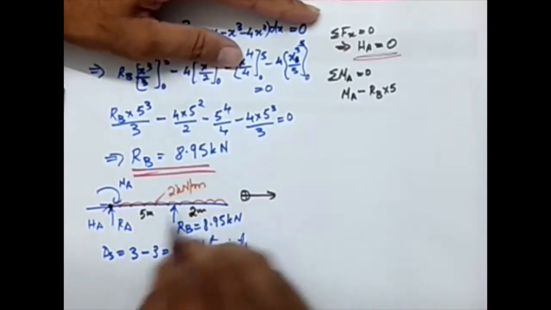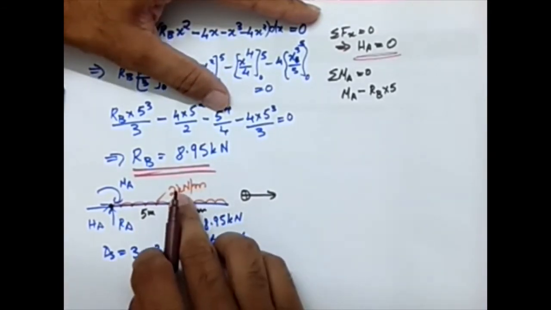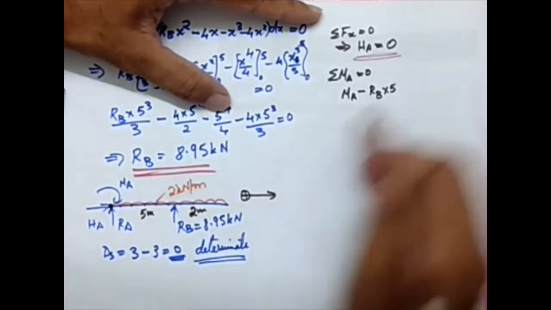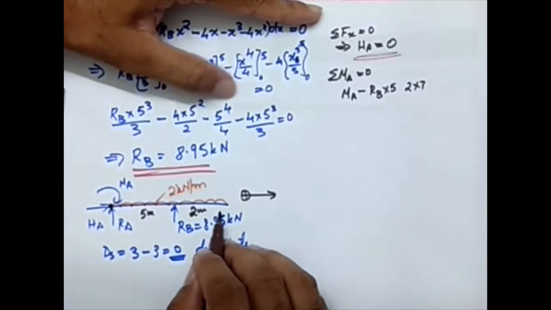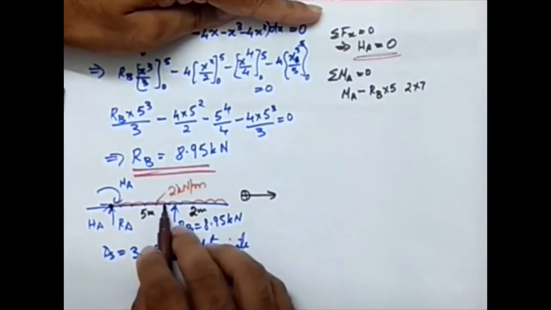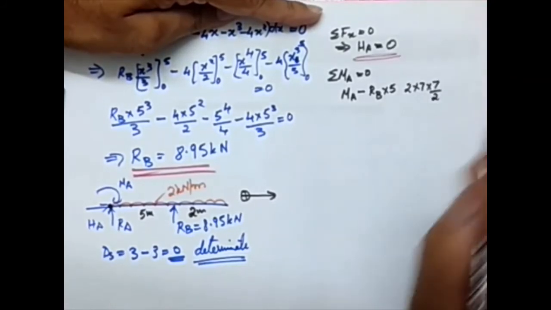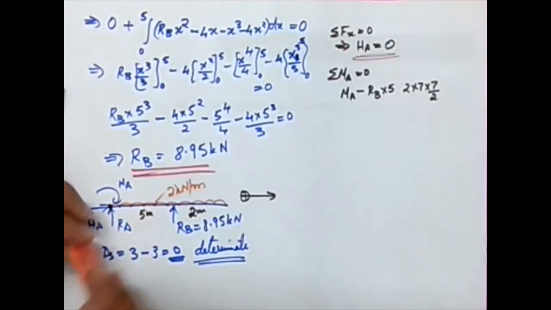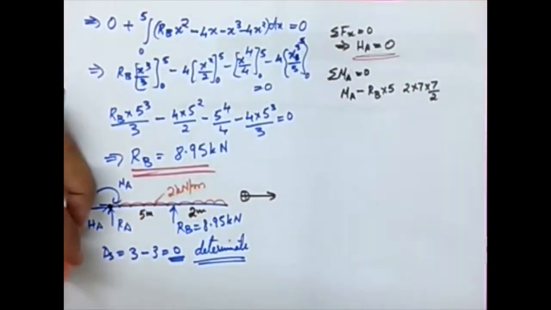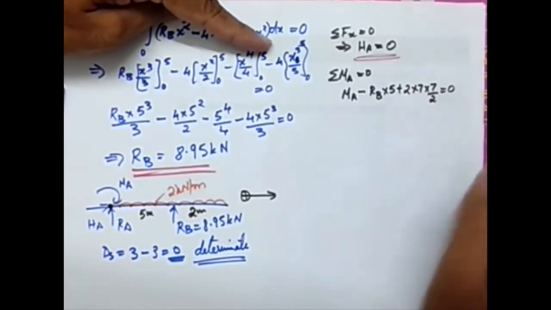And the value of RB that we can substitute in the last. Then there is a UDL. It is 2 kilonewton per meter. For 1 meter it is 2 kilonewton. For 7 meter it will be 2 times 7. And what about the point of application of this UDL? It will be at the center. The whole length is 7, so 7 by 2. And what about the sign? When I hold it here, the load is acting like this. It will make the beam rotate clockwise. Hence it is positive, equal to 0.